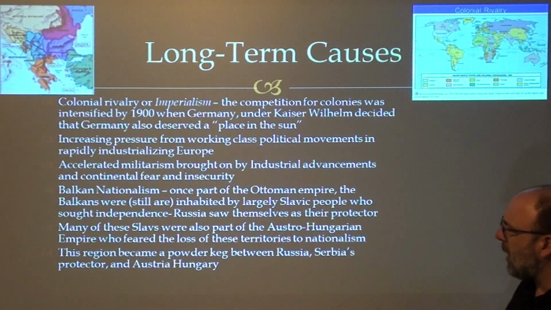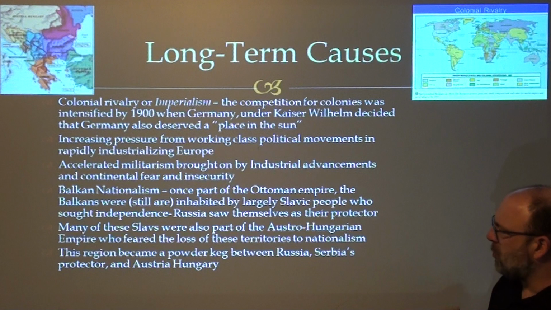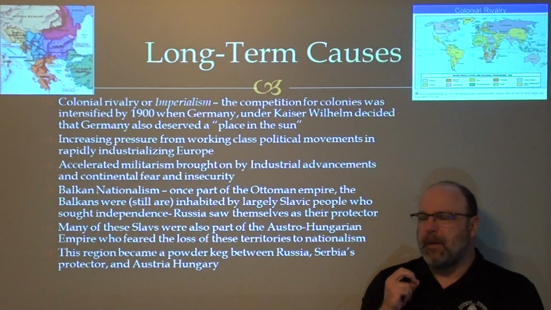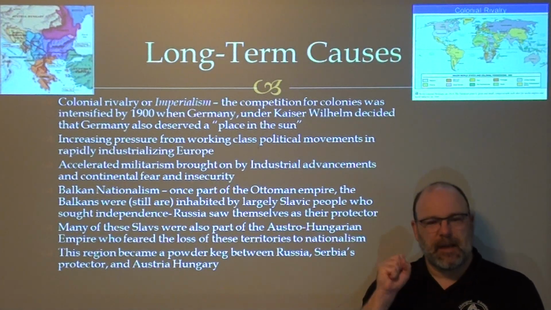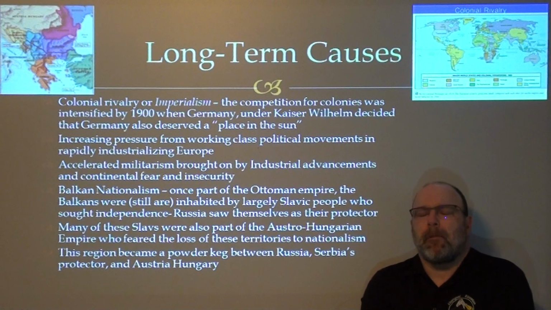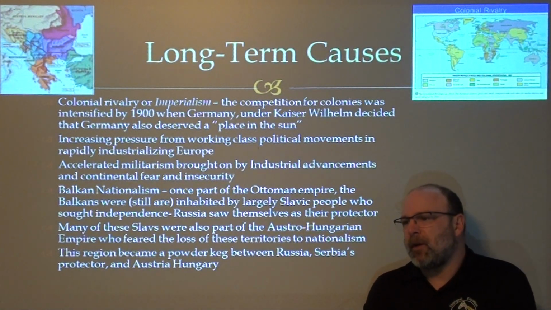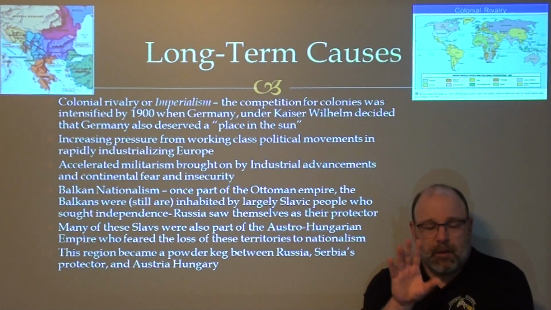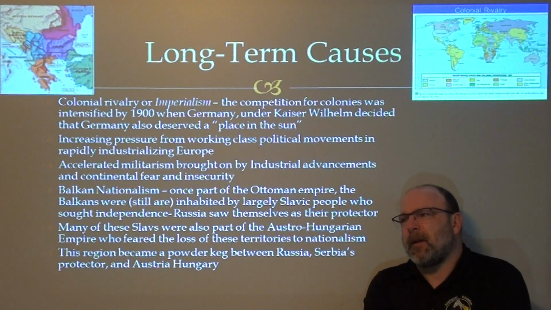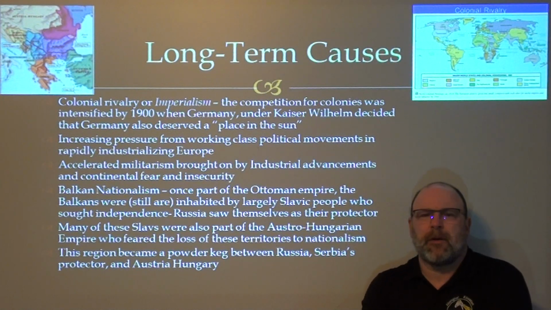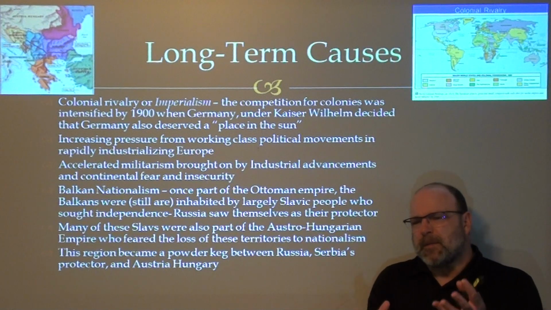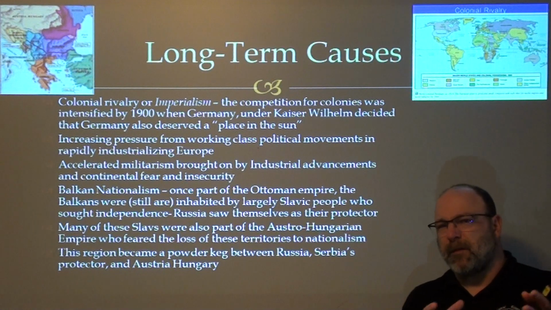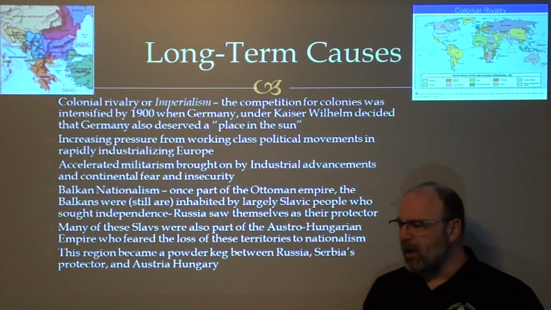This region became a powder keg between Russia, Serbia's protector, and Austria-Hungary. See, Russia began to see itself as the Slavic leader, proclaiming Slavic leadership in the region. Because the Serbs, for example, were Slavic peoples, Russia would say, look, we'll stand by you guys. And the Austro-Hungarians are saying, wait a second here, don't get in the way of our internal affairs. So really the Balkans becomes a bit of a struggle, if you will, between the interests of the Austro-Hungarian Empire and Imperial Russia as well.